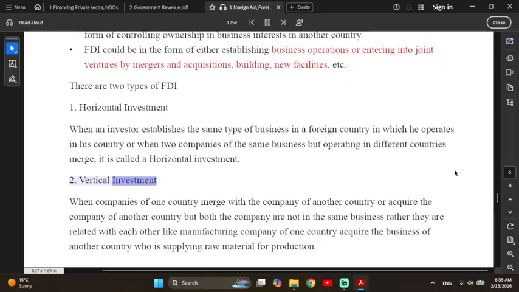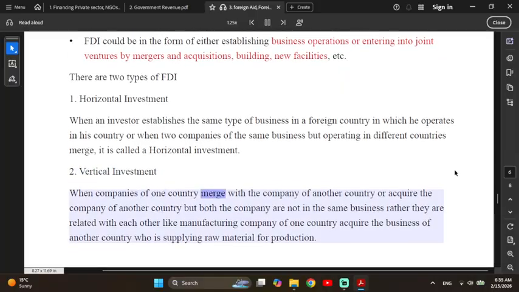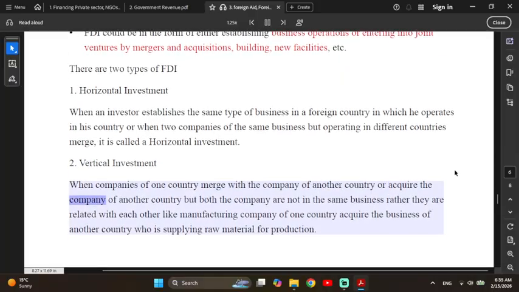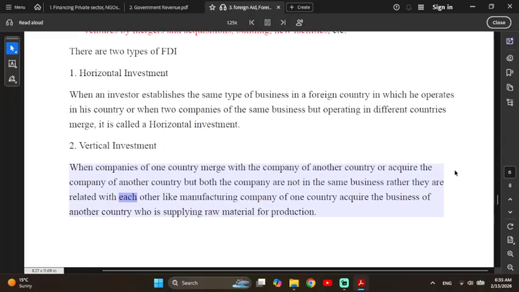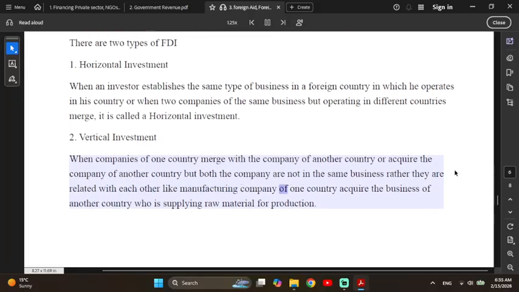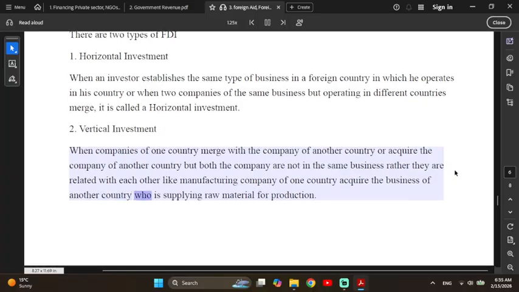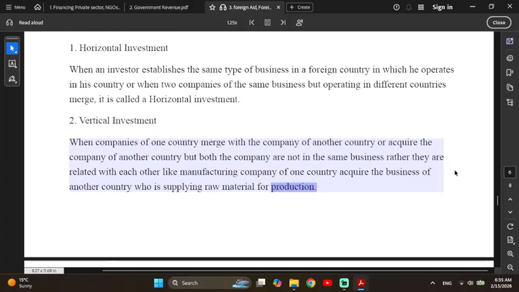2. Vertical investment. When companies of one country merge with the company of another country or acquire the company of another country, but both the companies are not in the same business, rather they are related with each other, like a manufacturing company of one country acquiring the business of another country which is supplying raw material for production.